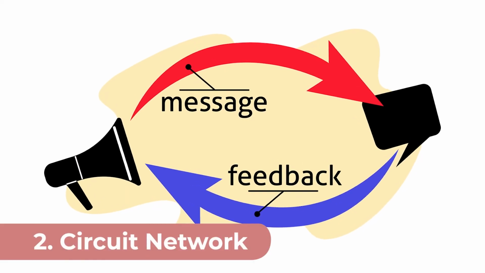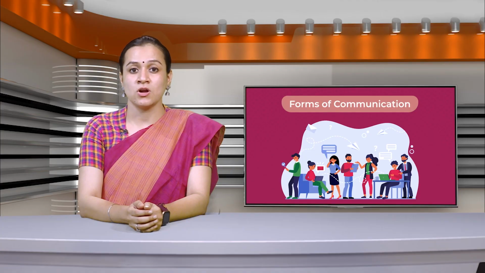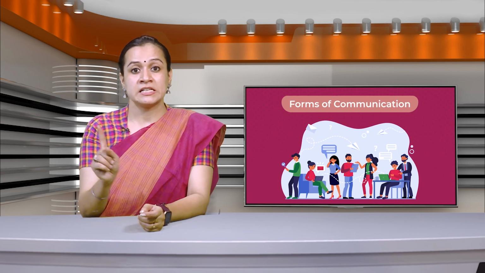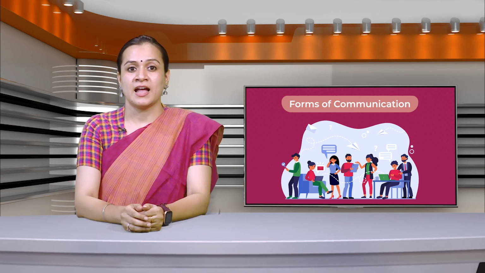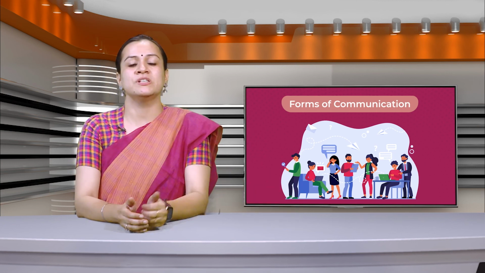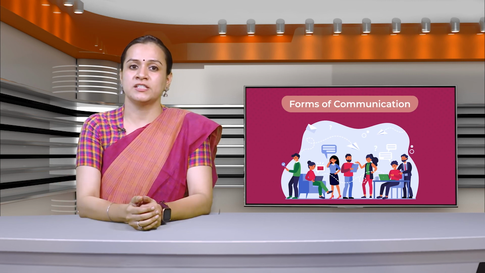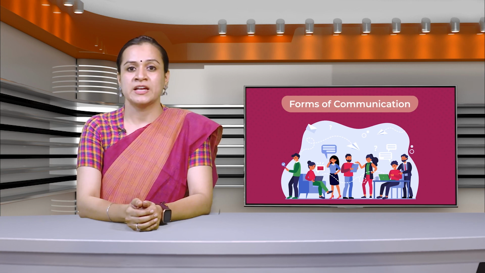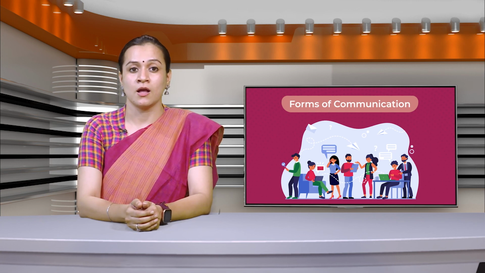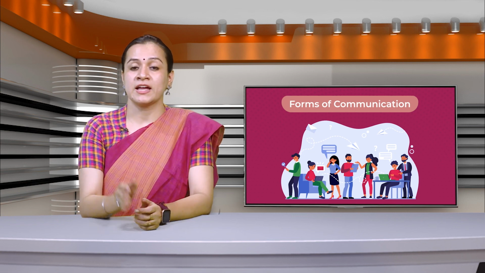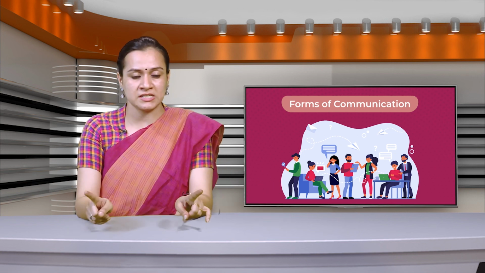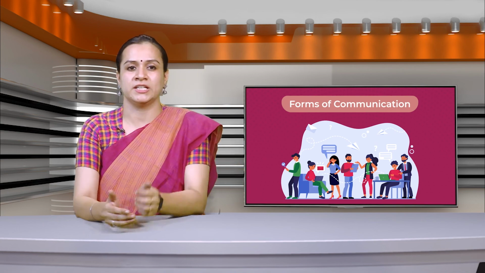The second form is circuit network. Under this network, two persons communicate with each other. For example, Mr. A sends a message to Mr. B. After receiving the message, Mr. B communicates the feedback to Mr. A. So, the communication takes the form of a circuit. Therefore, it is known as a circuit network. It is similar to vertical network, but in a circuit network, A and B are not necessarily superiors and subordinates.